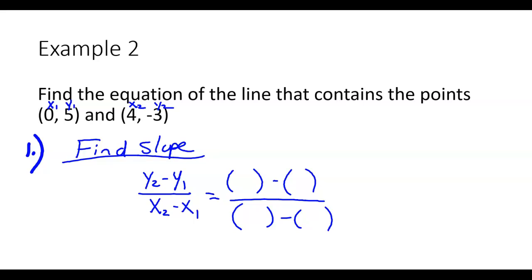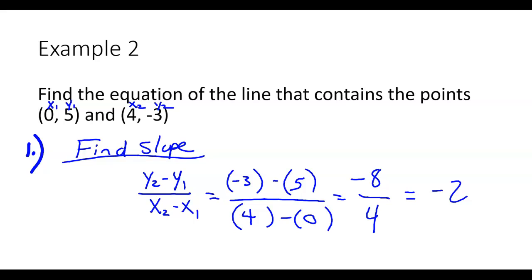So Armani, would you help me plug numbers in here? What goes here? -3. And then here? 5. Yeah, but they put in 4 and 0. Great. All right, any questions there? From there I'm just going to go ahead and simplify it. So -3 take away 5. 4 take away 0. 4. So there's my slope, -2. All right, I got a -2 slope there.